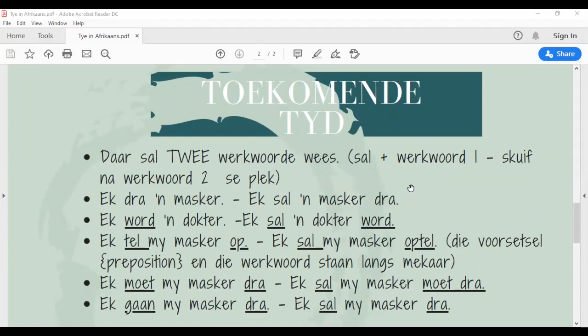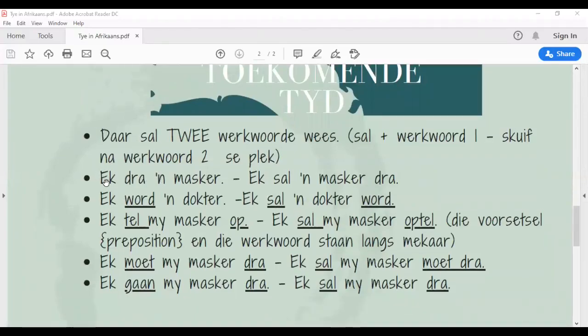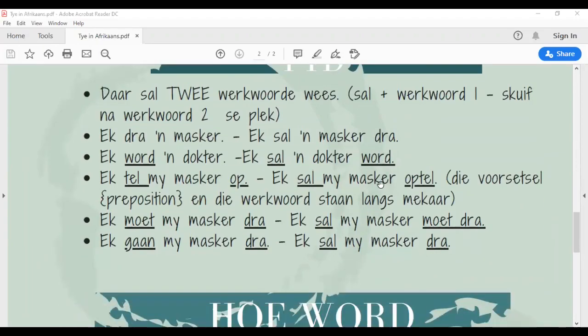Sal is verb 1, and there will be another verb at the end of the sentence. Sy sal 'n masker dra. Change from the present tense to the future tense. Ek dra 'n masker. Ek sal 'n masker dra. Ek word 'n dokter. Ek sal 'n dokter word.